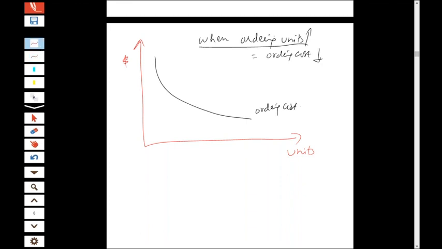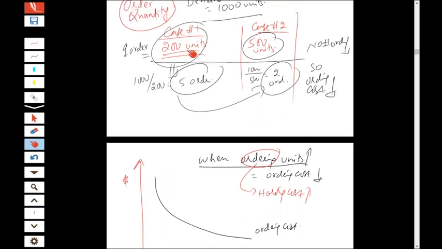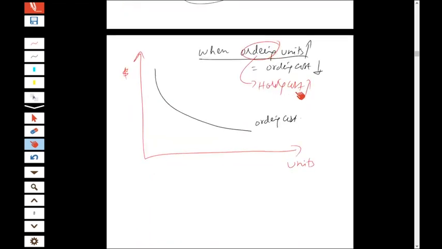And see that if you order more units, naturally your holding cost will increase. Why? Because you were asking for 200 units previously and now you are arranging 500 units. So definitely more units, more holding cost. So the graph will be like that way. And this point is the economic order quantity.